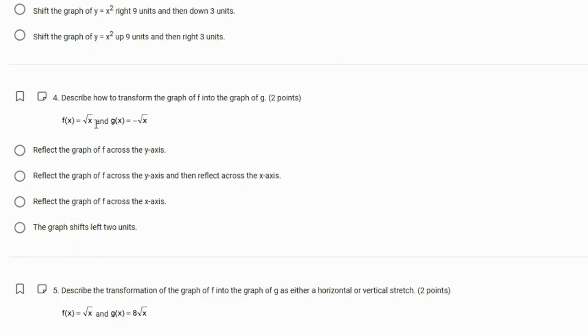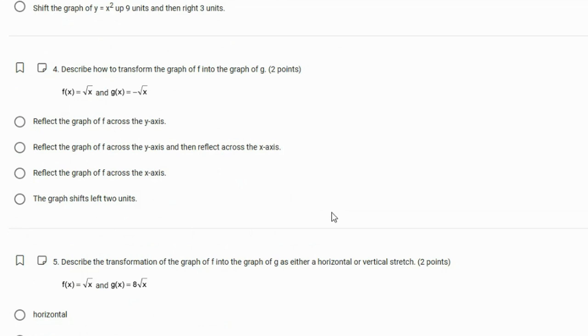How about this? The square root of x to negative square root of x. Does that reflect it across the y? Does that reflect across the y and then across the x? Are there two reflections going on? Does it just reflect it across the x? Or does it shift it left 2 units? Please don't answer that one. Don't say it's left 2 units.